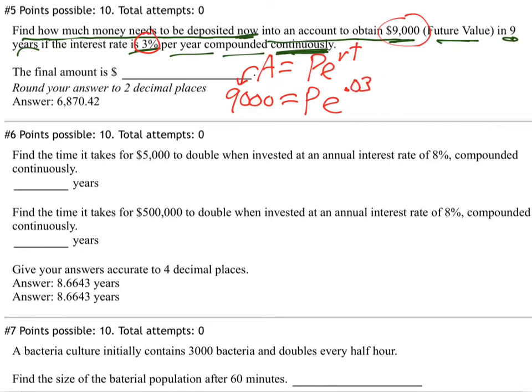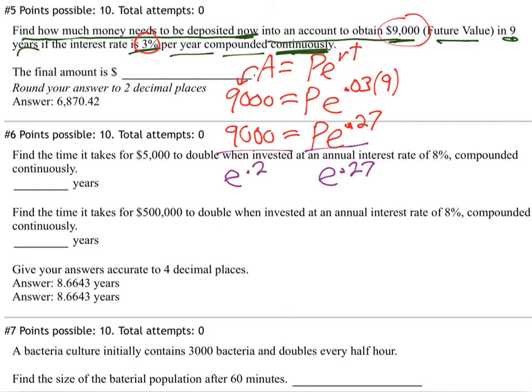And the time? What's the time? 9 years. So this equation becomes 9,000 is P e to the 0.27, right? 3 times 9 is 27. It's 0.27. Now we got to solve for P. How do we solve for P? We've got to divide by that e to the 0.27. P's alone. Hit the buttons on your calculator, and you will get this answer right there.